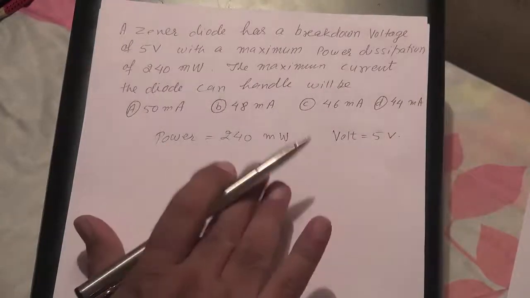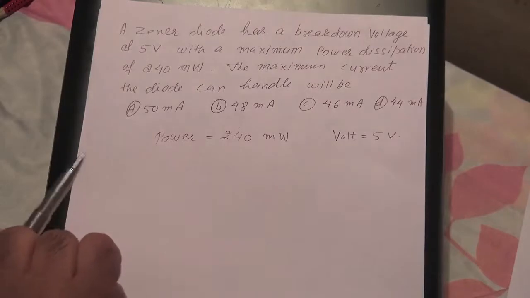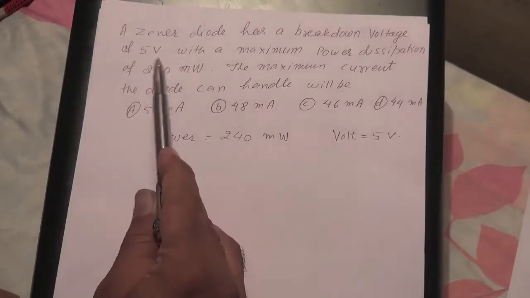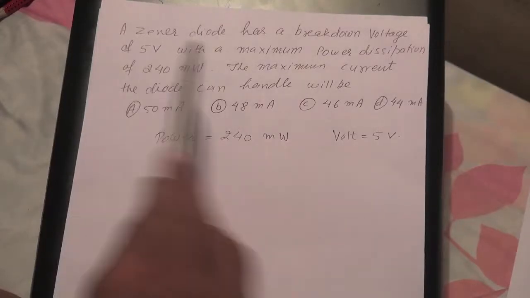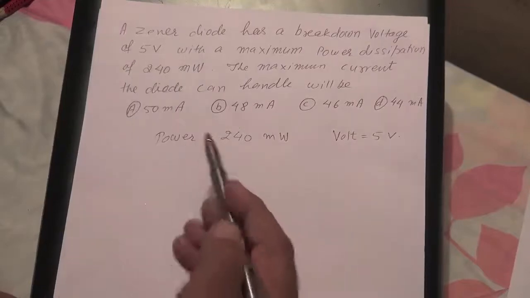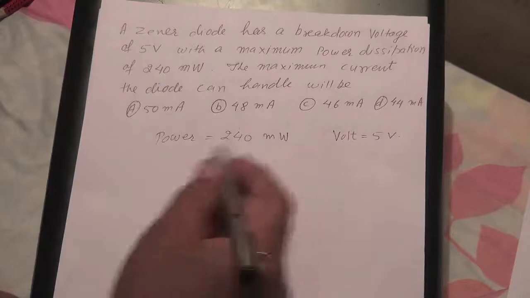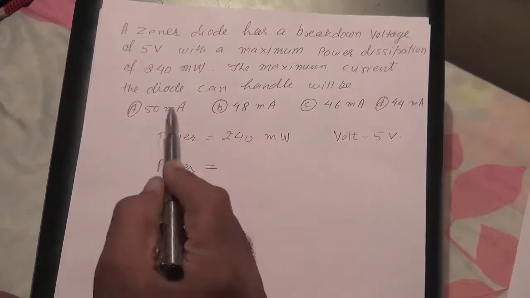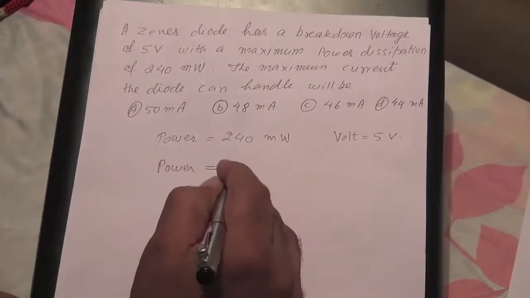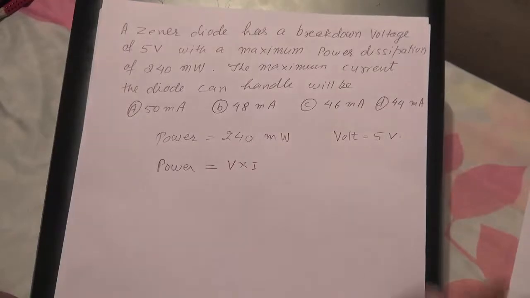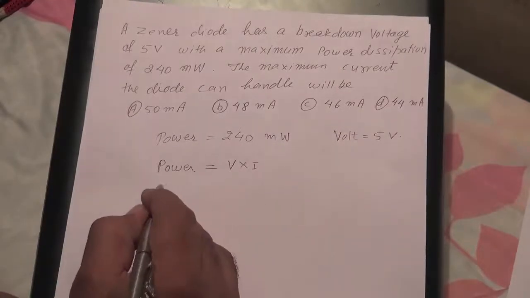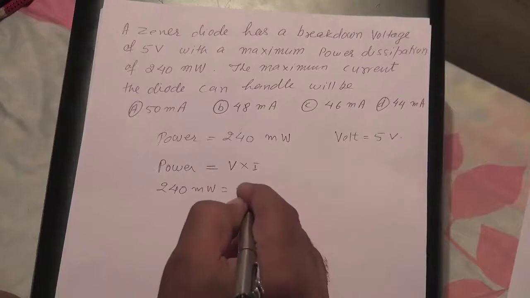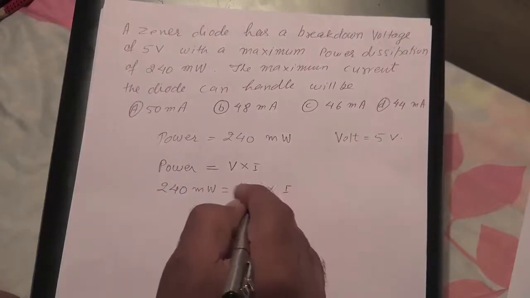Now, this is the voltage on which the Zener operates. So the Zener always has across it its Zener potential, and that is 5 volt. Now, if the voltage is 5 volt and power is this, we have the formula for power. Power is equal to, we have to find out current, so we would like a formula which is voltage into current. This formula we will use, and the power here is 240 milliwatt. Volt is 5 volt and current we can find out.